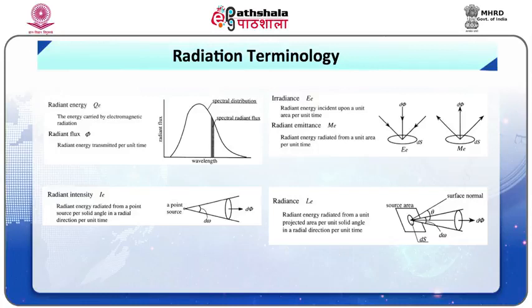per steradian. Irradiance is the radiant flux incident upon the surface per unit area and is expressed as a unit of watts per meter square. Radiant emittance, also termed as radiant excitance, is the radiant flux radiated from the surface per unit area and expressed in a unit of watt per meter square. Radiance is the radiant intensity per unit projected area in the radial direction and is expressed in the unit of watt per steradian per meter square. Radiance is also described as radiation field dependent on the angle of view.